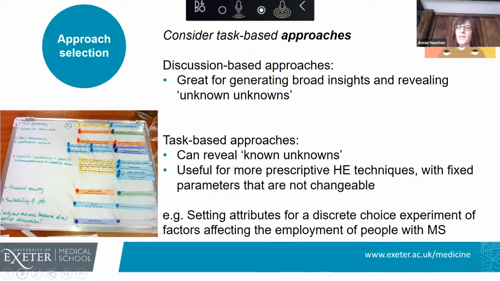And this is useful for some of the more prescriptive health economics techniques where some of our parameters are fixed and are not amenable or open to change by public involvement. An example here is that we worked with our colleagues in the HEMS group to set attributes, levels, and the wording for a discrete choice experiment of factors affecting the employment of people with MS.